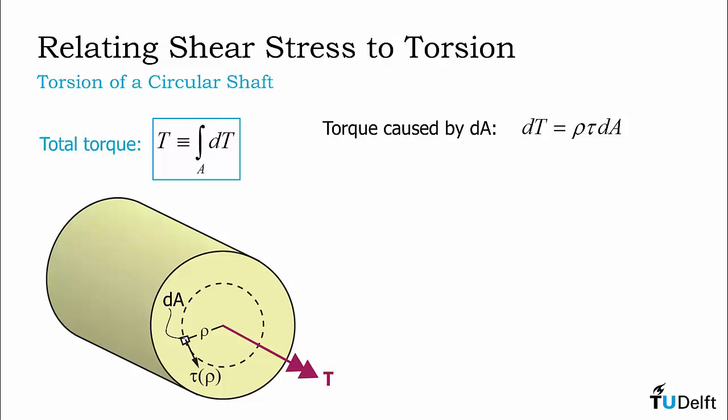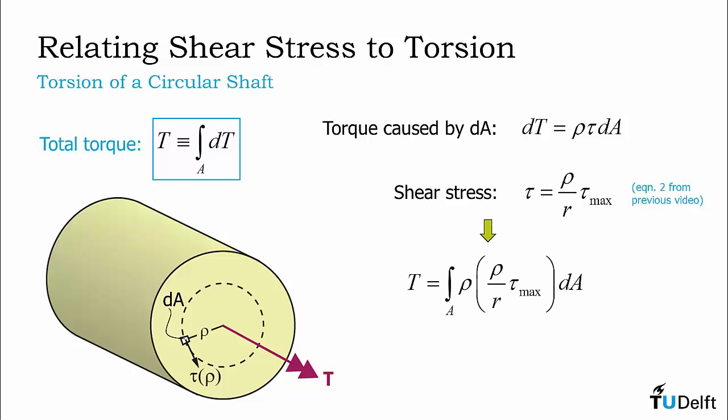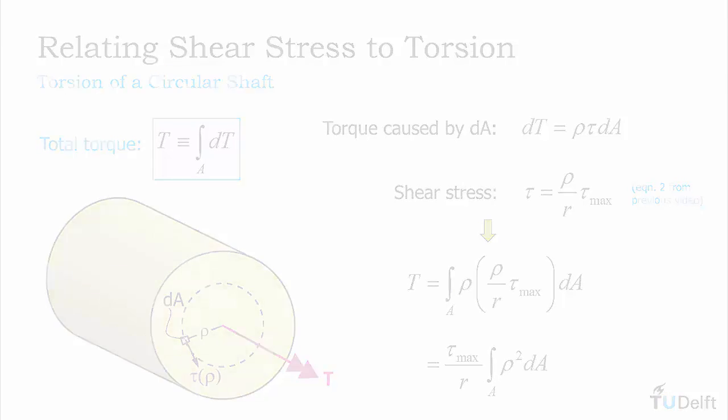In the previous video, we found that shear stress as a function of radial position can be expressed as rho over r multiplied by the maximum shear stress at the outer surface of the shaft. Combining these two equations, we can obtain the following integral expression for the total torque. Recognizing that the radius of the shaft and the maximum shear stress are independent of the location within the cross-section, they can be removed from the integral, leading to the following expression for the total torque.